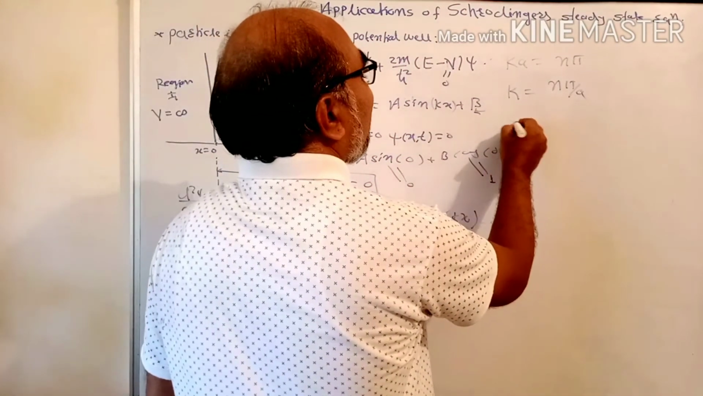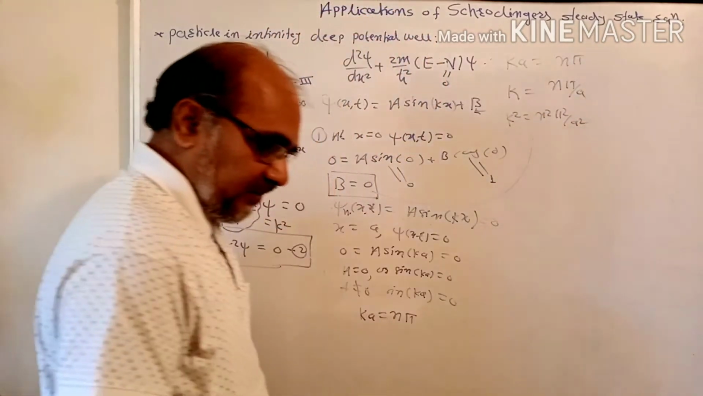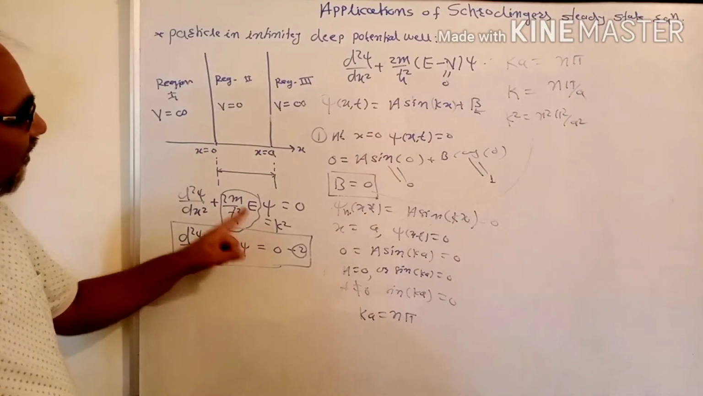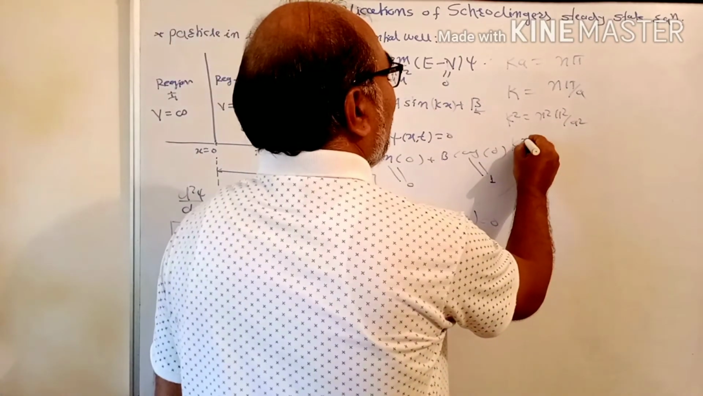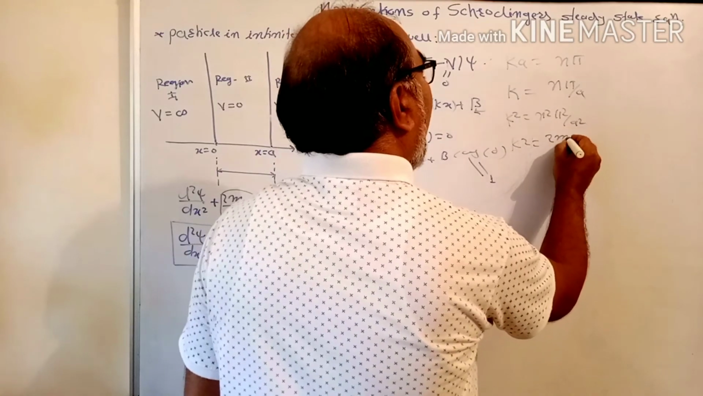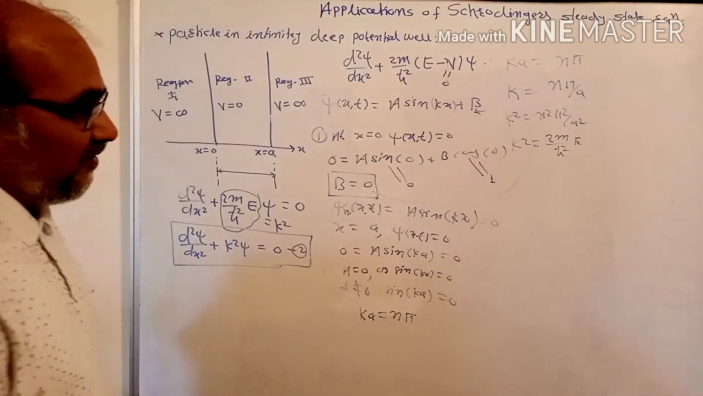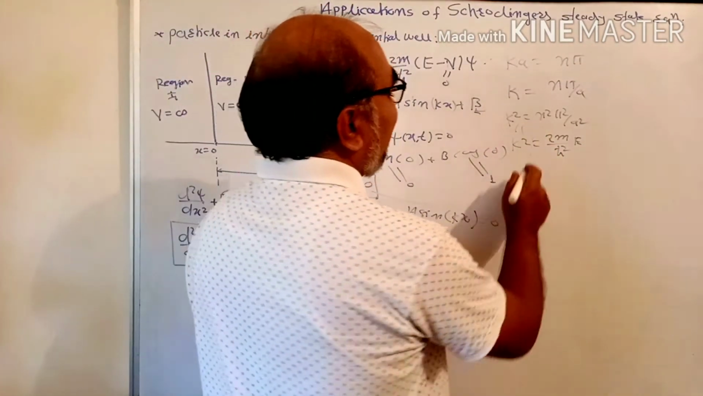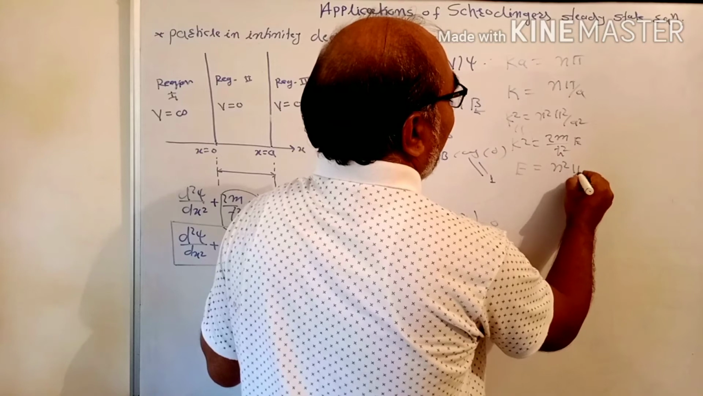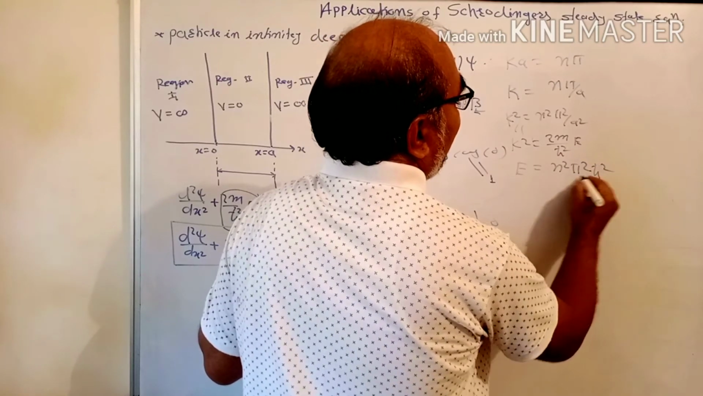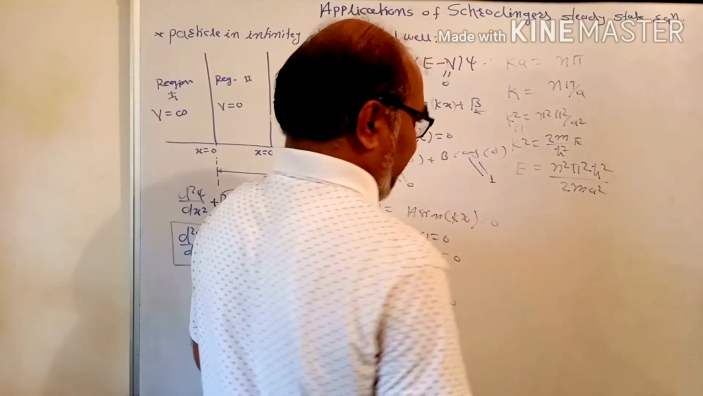Take the square of this. So k square is equal to n square pi square by a square, and we know that the value of k square is equal to 2mE divided by h bar square. So these two are equal, and solving for E, we get E is equal to n square pi square h bar square divided by 2m a square.